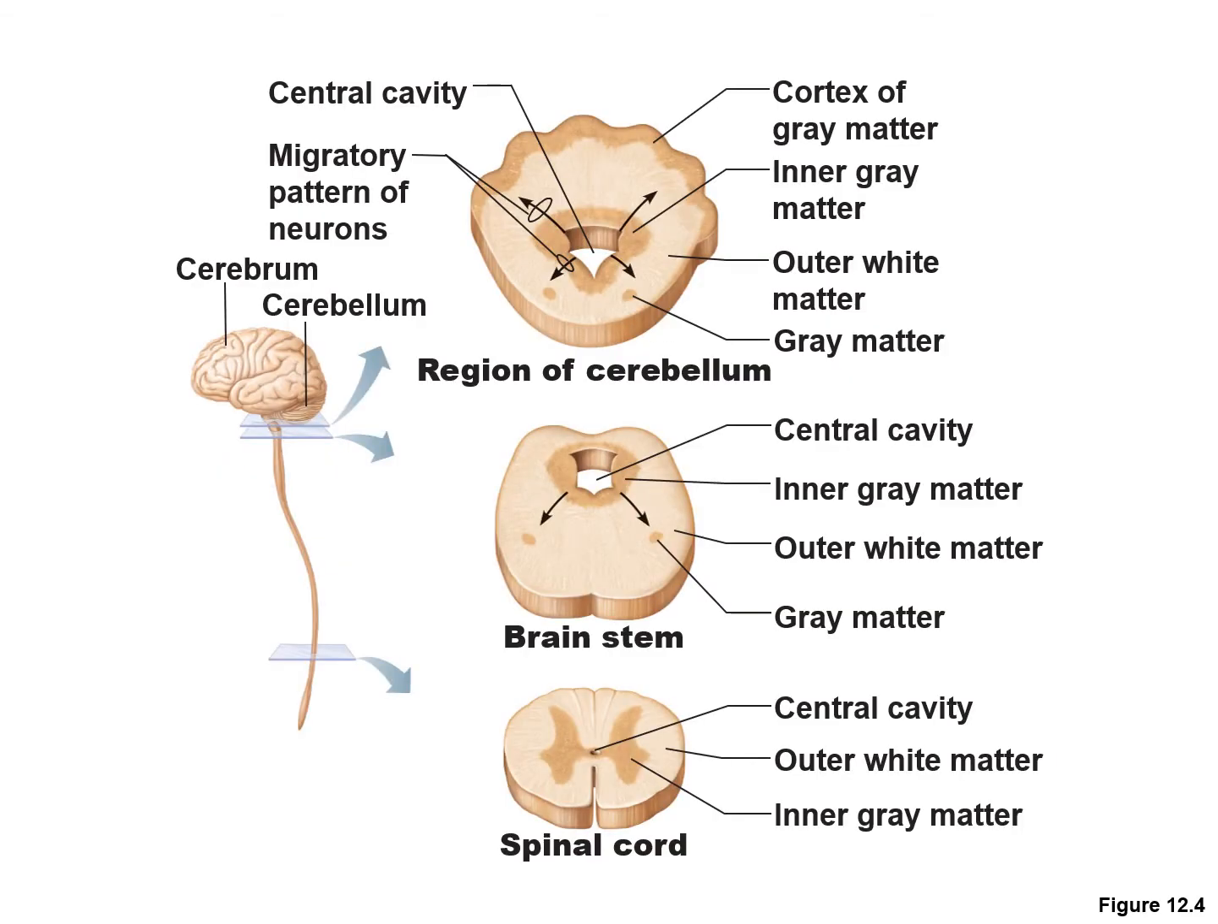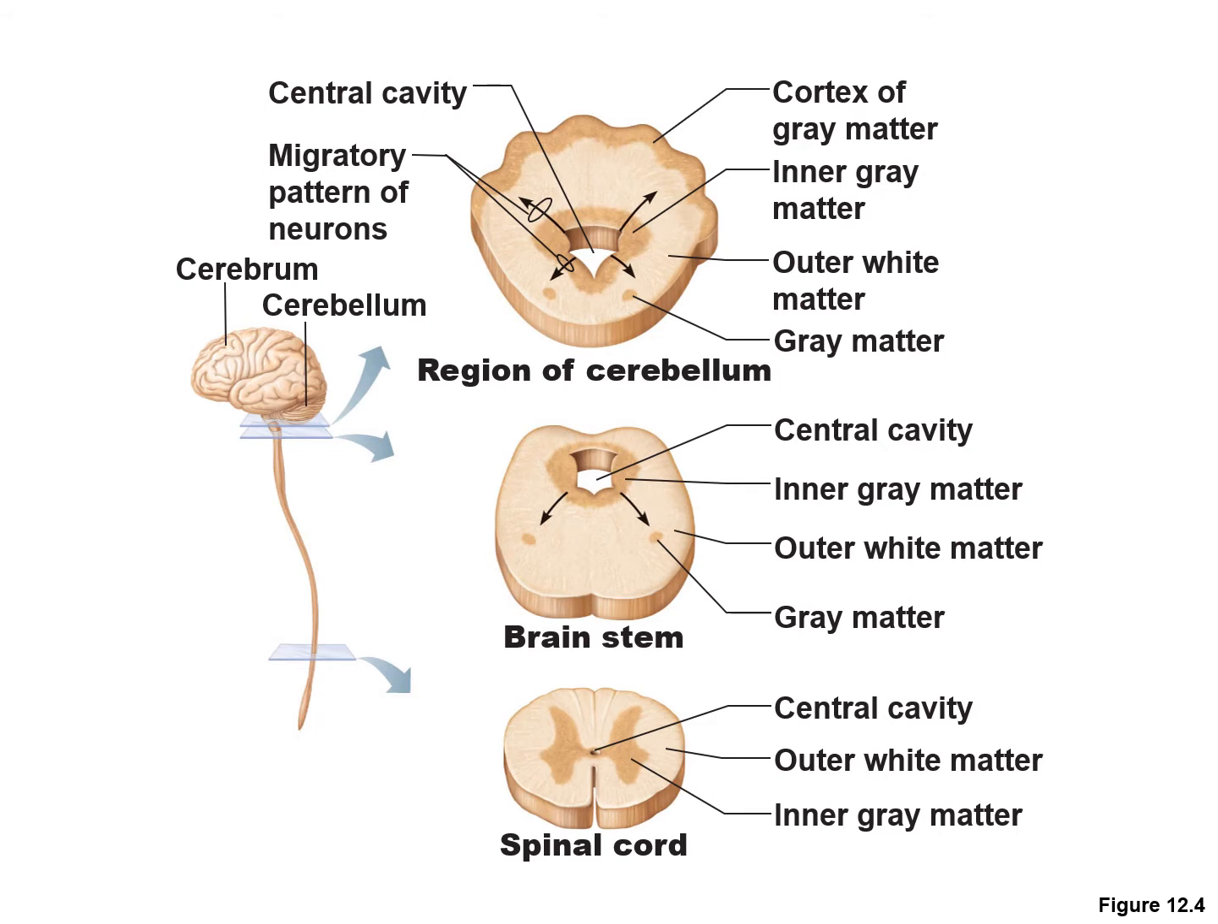This is a diagram of what I was just referring to. So you can see in the cerebellum, as with the cerebrum, you see a cortex of gray matter. You also see an inner layer of gray matter which surrounds a fluid-filled cavity. In between these layers, you see the outer white matter layer, and you can see that there are scattered bundles of gray matter, which are going to be called nuclei, that are present in both the cerebellum and in the cerebrum. As you move down inferiorly to the brainstem, you see the cortex of gray matter disappear.